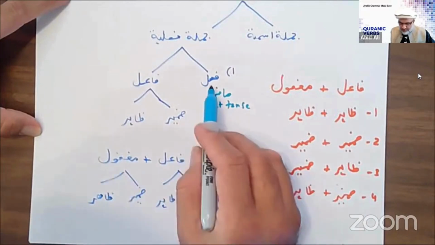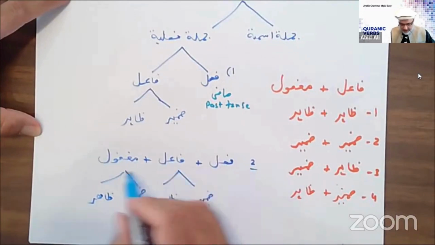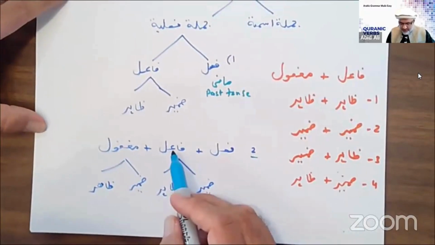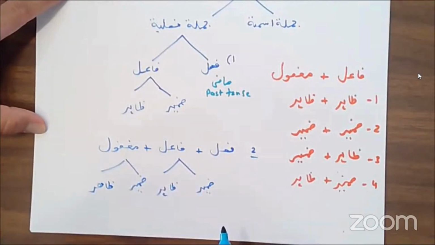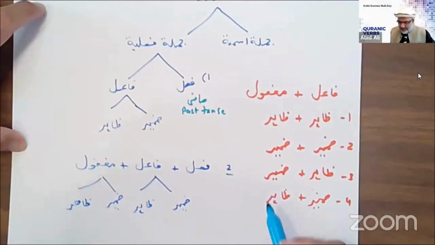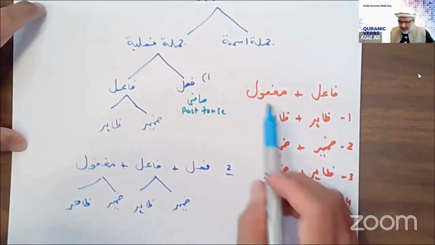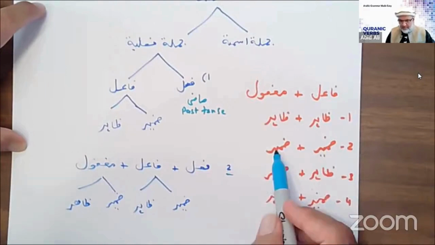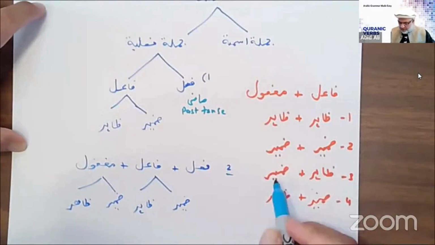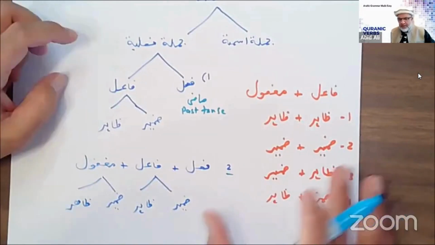And then we know that another variation of jumlatul fi'liya is when we introduce the maf'ul. So minimum, we need to have a fi'l and a fa'il. In the second iteration, we can have a fi'l, a fa'il, and a maf'ul, and the fa'il could be zamir or zahir. And we also learned in the last session that when we have the fa'il and maf'ul combination, there are 4 possibilities. They can come as zahir and zahir, zamir and zamir, or zahir and zamir, or zamir and zahir. Can we have any other possibility? If we have two things, then there are the four possibilities. So far, so good.